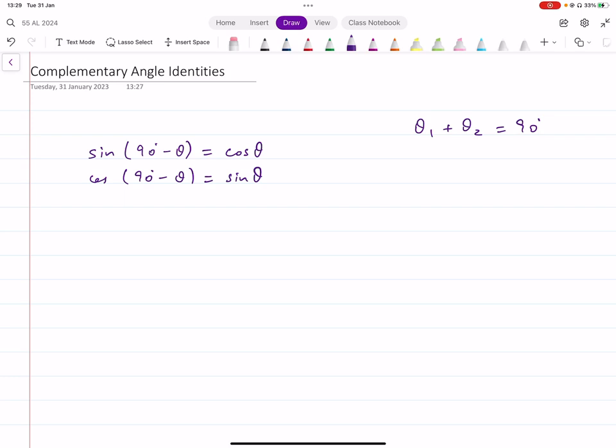180 वाली भी होती थी, 90 वाली भी होती थी. अच्छा, ये नहीं किया हुआ? Okay.